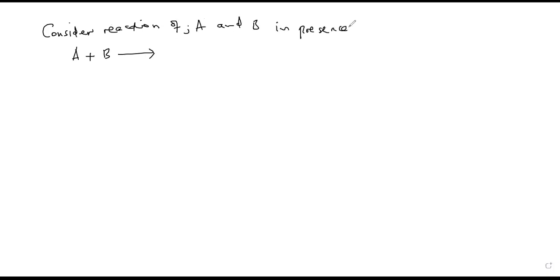For example, if you consider the reaction of A reacting with B, in the presence of catalyst C, to form maybe product W. So it means that A plus B react to form W.